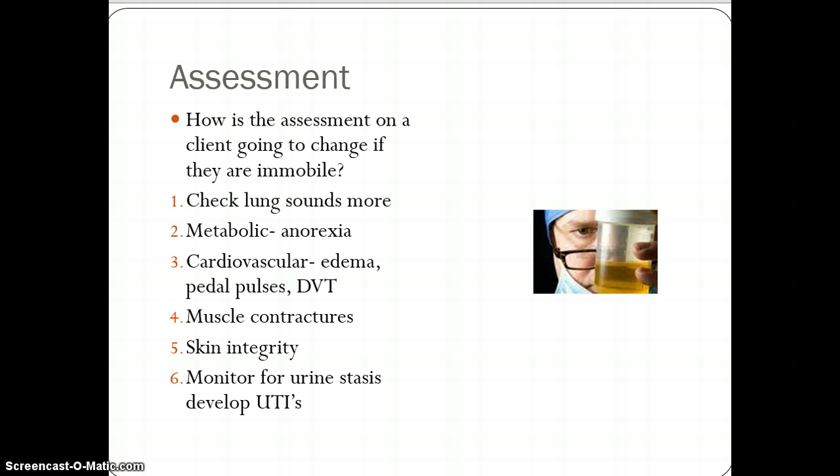With the assessment, we have to always think about how the assessment on the client is going to change if they're immobile. So we want to think about checking the lung sounds more, encouraging the incentive spirometer and the coughing and deep breathing, changing positions.